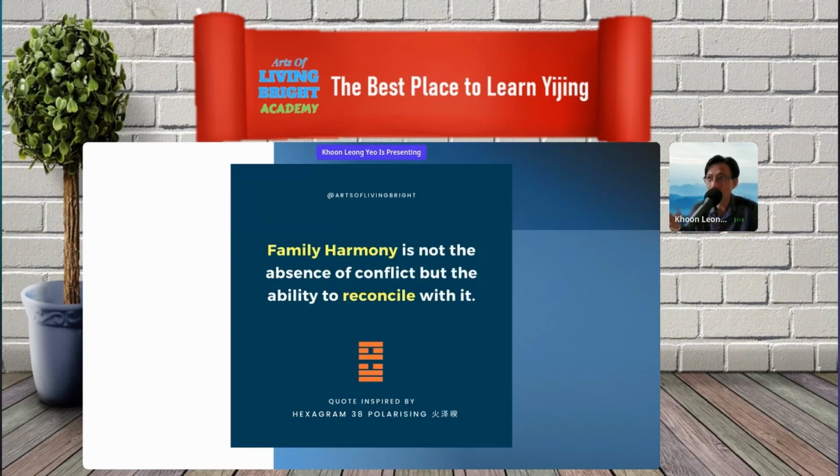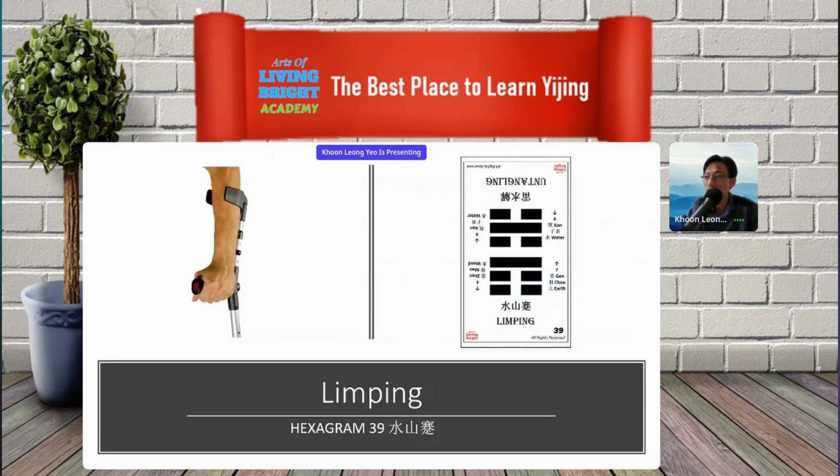Okay, so let me end this hexagram off by saying this. Family harmony is not the absence of conflict. There will always be conflict in every family setup, but it's the ability to reconcile with it. 大事化小，小事化无。Okay. So just now we talked about how it impedes progress, right? That leads us to the next hexagram called limping. 水山蹇, 水山蹇 basically means limping lah, 白卡, okay, Hokkien called 白卡.